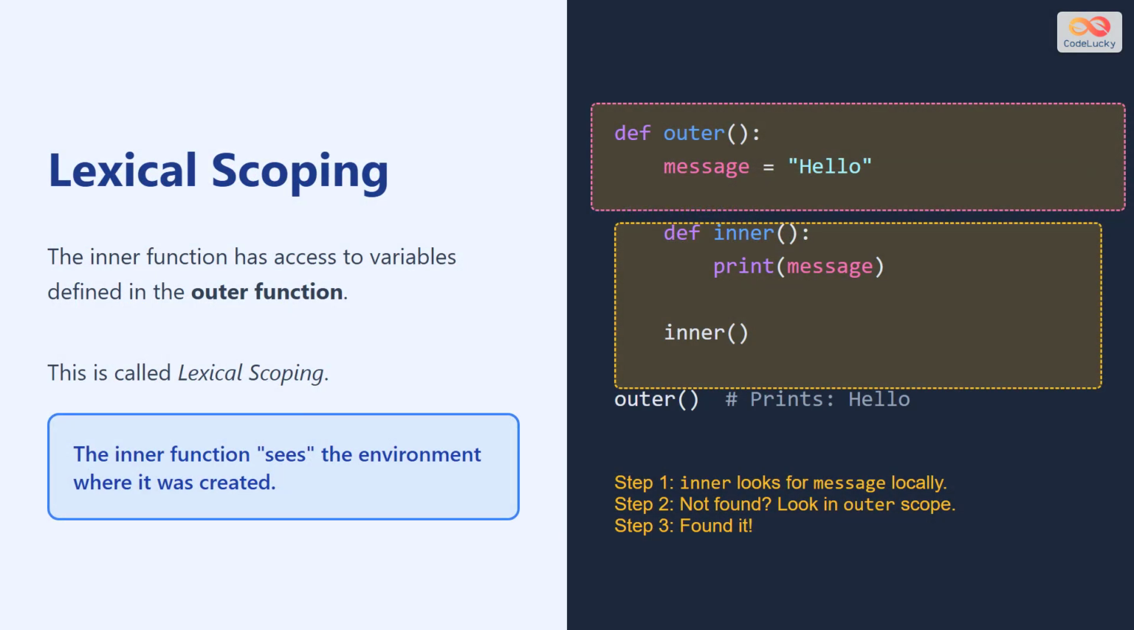Now here is the magic rule, lexical scoping. The inner function has access to the variables of its parent function. Even though message is not inside inner, the inner function can reach out and grab it. It looks for the variable locally first, and if it can't find it, it looks in the enclosing scope.